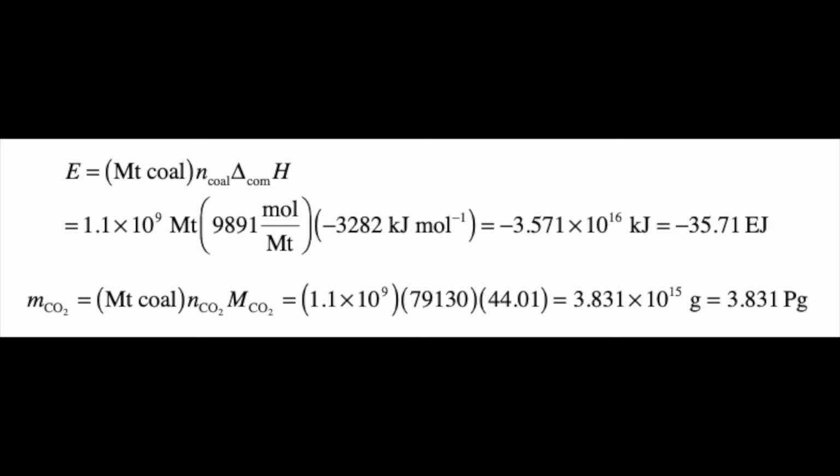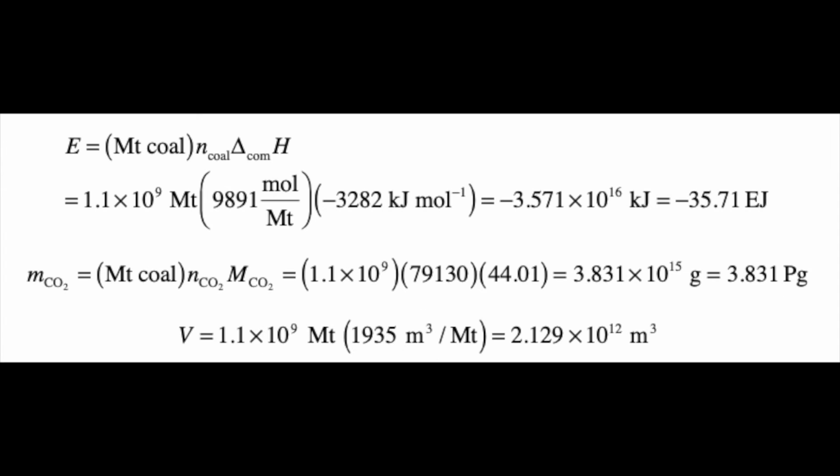The mass of CO2 will be the amount of coal burned in metric tons times the number of moles of CO2 per metric ton times the molar mass of CO2 to give us 3.8 times 10 to the 15, or 3.8 petagrams of CO2 formed, which corresponds to 2.1 times 10 to the 12 cubic meters.